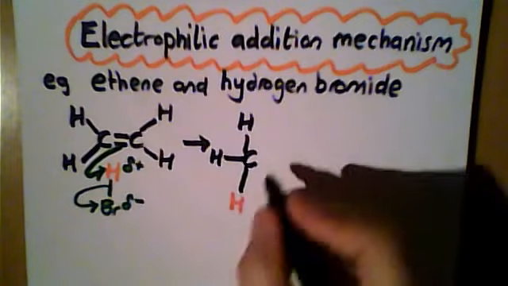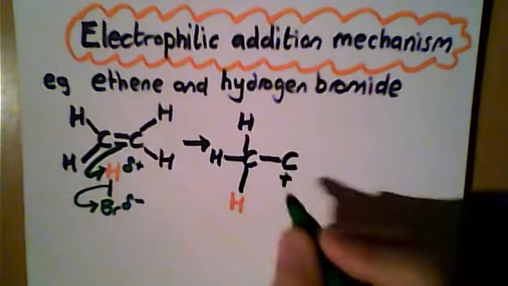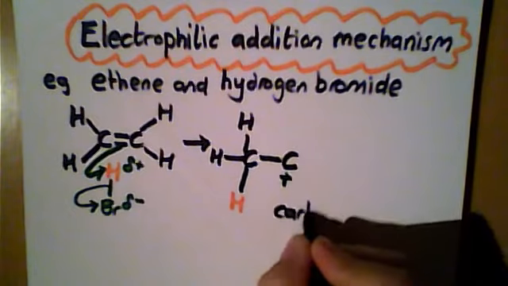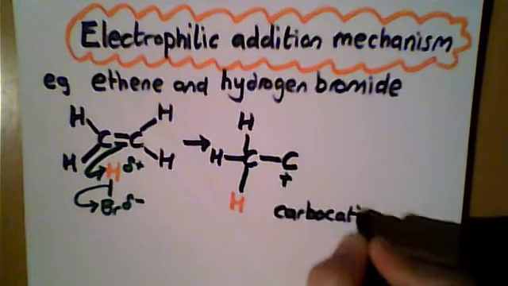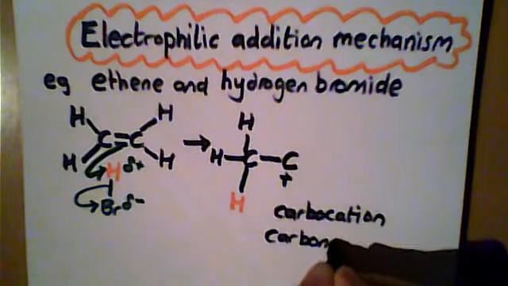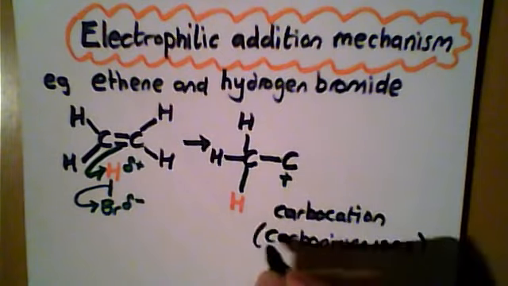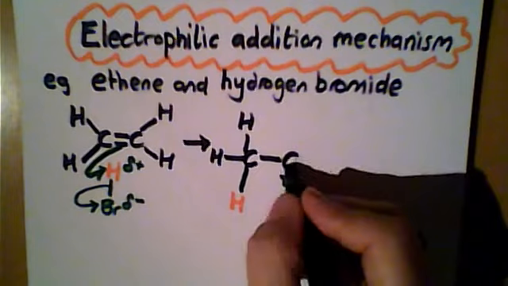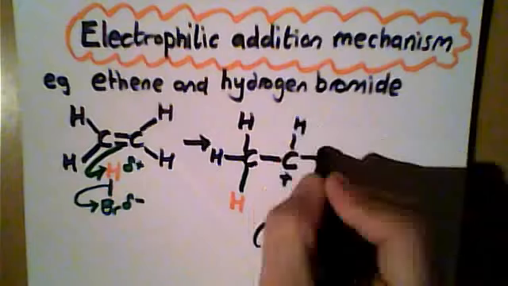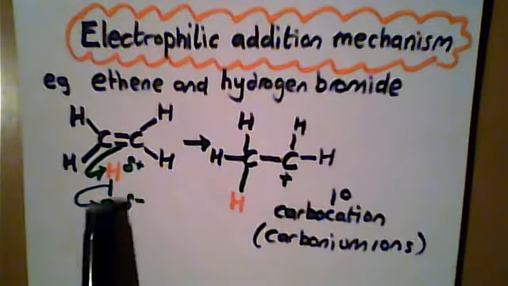It follows that if this carbon has lost an electron, it will now get a positive charge, and we call this species a carbocation, and some textbooks refer to them as carbonium ions. Because the carbon is attached to only one other carbon, we call it a primary carbocation or primary carbonium ion.